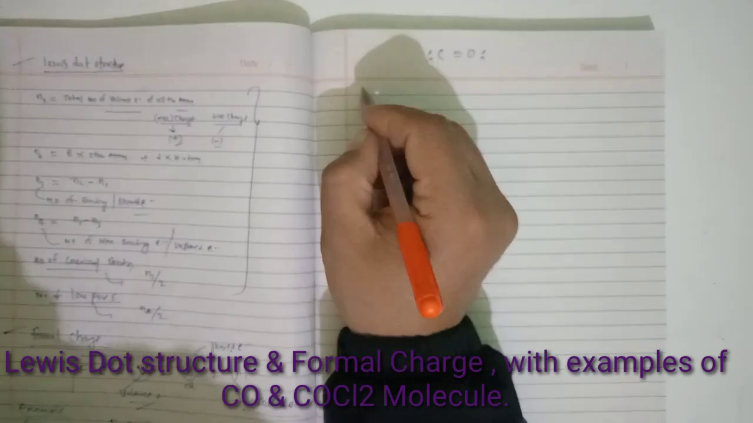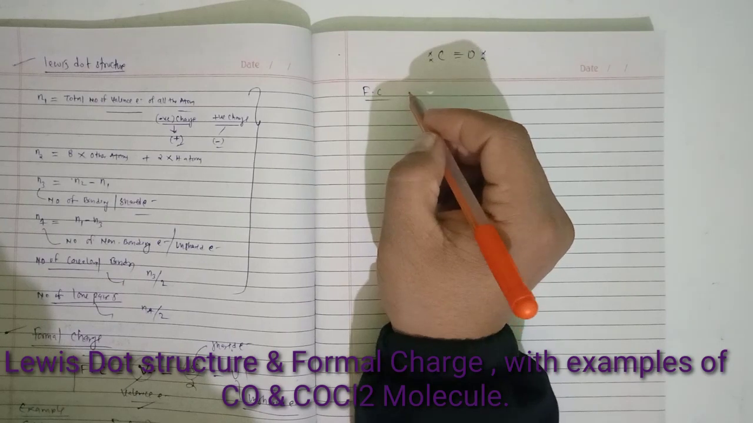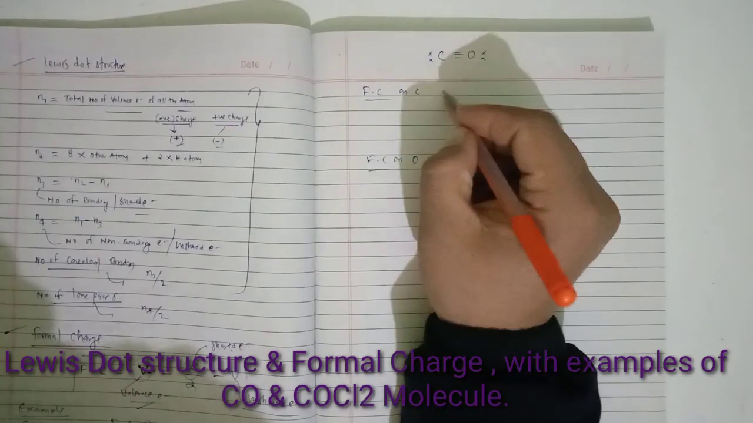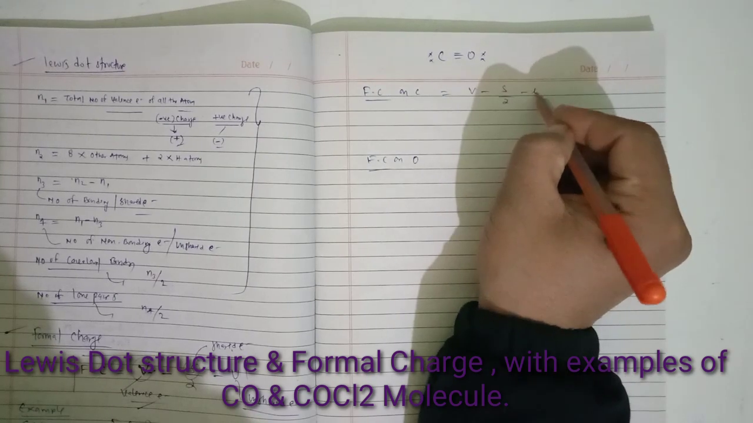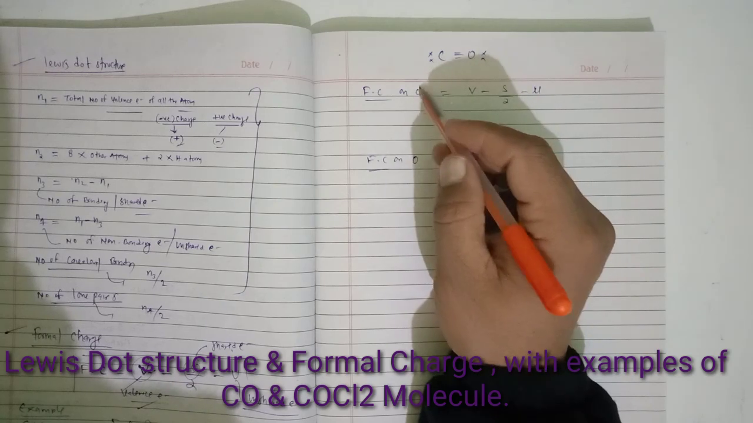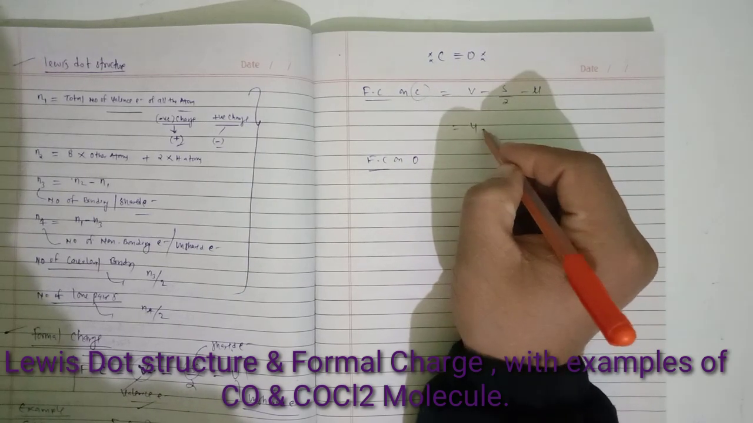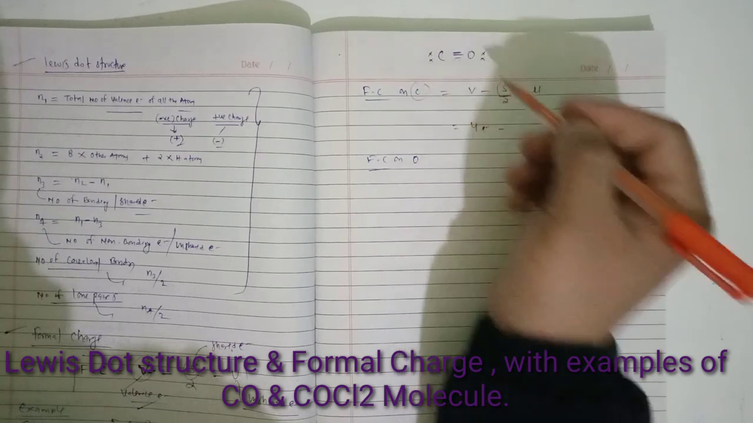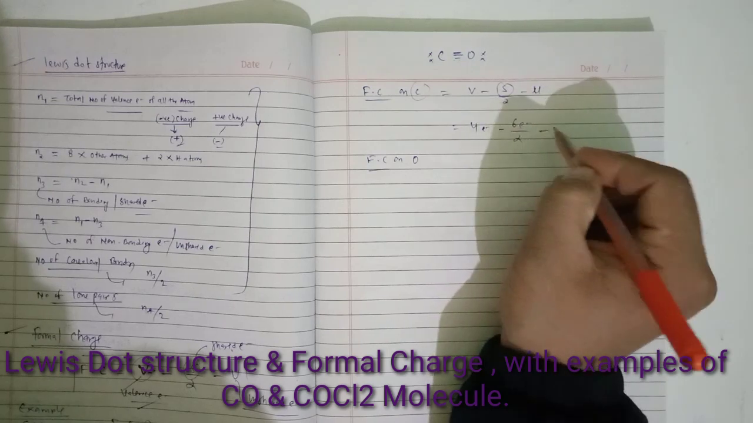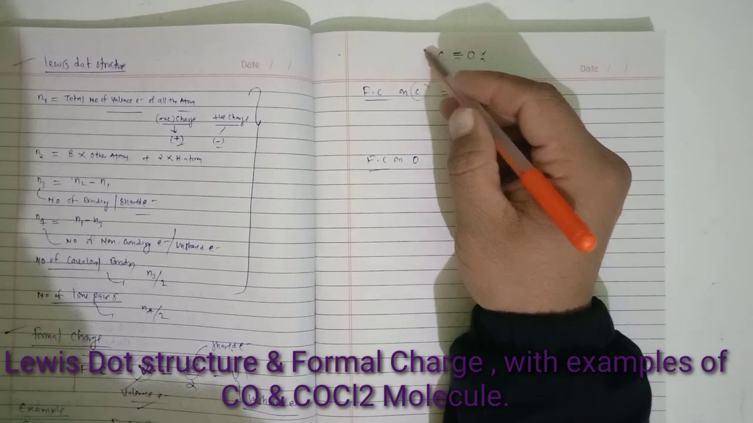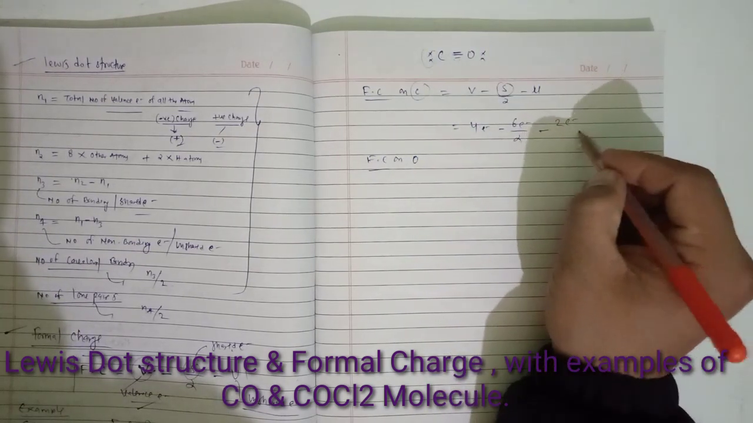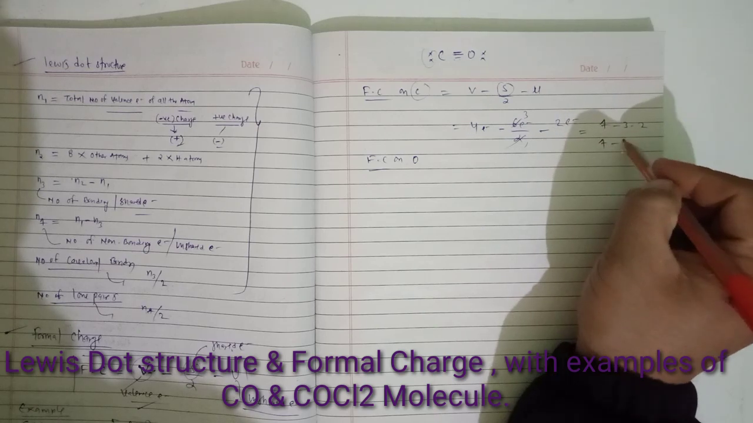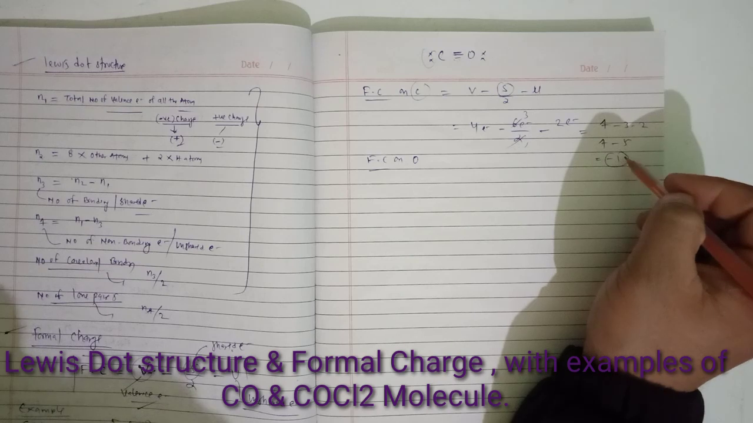Now let us further find the formal charge on carbon, and also on oxygen. We have the formula V minus S upon 2 minus U. V is the valence electrons, and carbon has 4 valence electrons, minus the shared electrons. Carbon is sharing 6 electrons, minus U, the unshared electrons, which is 2. So if we solve it, 4 minus 6 upon 2, which is 3, minus 2, that is 4 minus 3 minus 2, equal to minus 1. So carbon will acquire a negative charge.